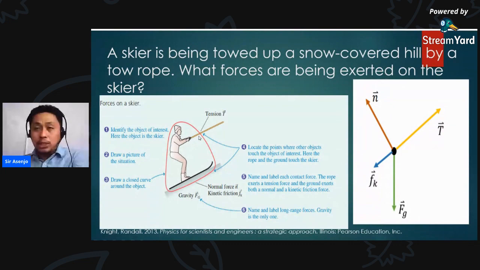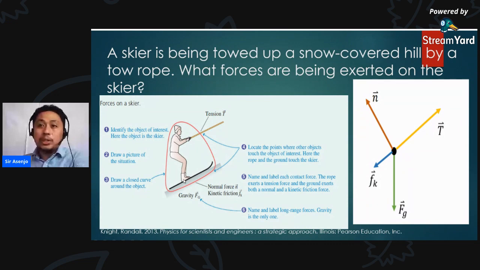For the tension force, what do you think is the direction of the tension force? The tension force should be going up because the rope will pull the skier up. So there, tension force going up. What is the opposite of the tension force? Why is that so? Because the skier is having difficulty going up. One of the reasons, the opposite of the tension force is the kinetic friction.